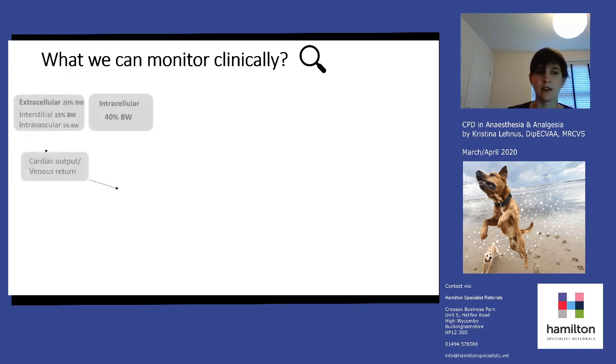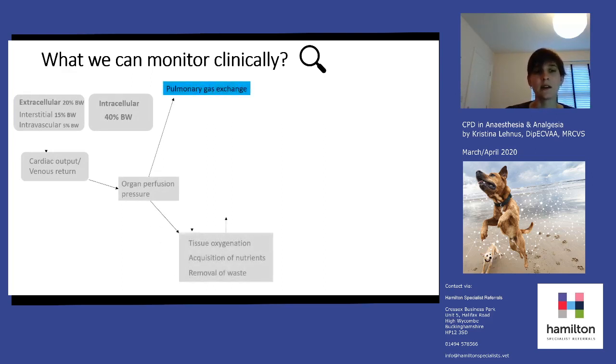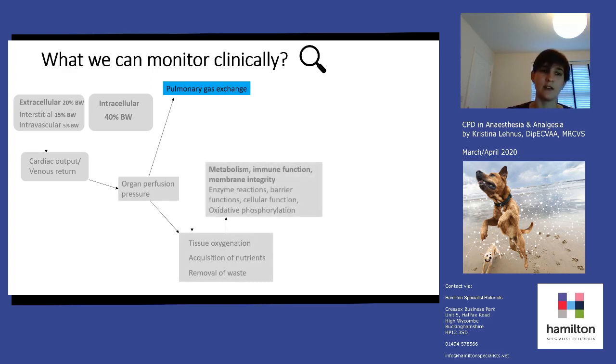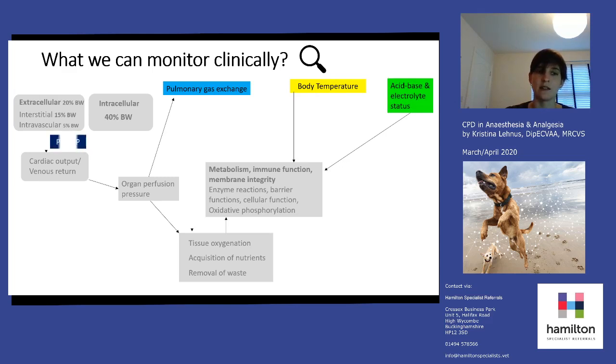So all the things in grey on here, I'm going through the same flow diagram as before, you might notice, are things that we can't really monitor directly. And so we've got not very good idea of fluid status, organ perfusion, cardiac output, tissue oxygenation, and what's happening at a cellular level. We've got some idea of pulmonary gas exchange. We've got a reasonable idea of body temperature and acid-base status.